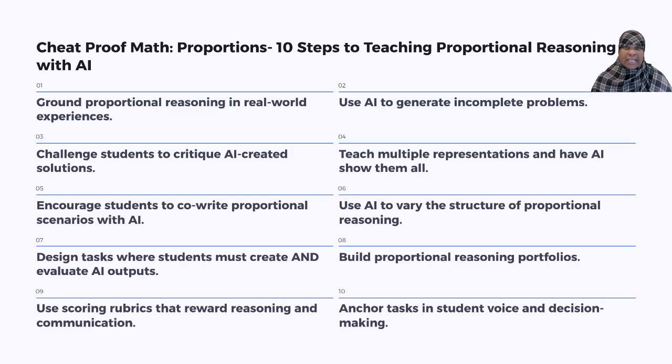When we use AI as a co-thinker and not a shortcut, we are preparing students for math and for life. And when proportional reasoning makes sense, students stop asking, "What do I do?" and start asking, "What's the relationship?" That is the shift, that is the power, and that's how we keep math and learning human.